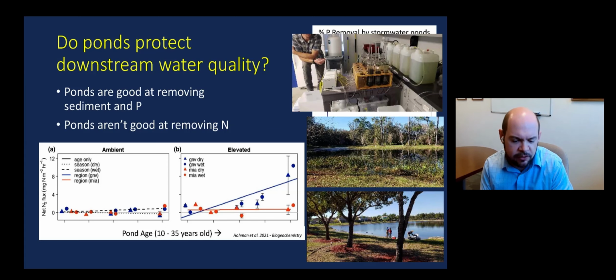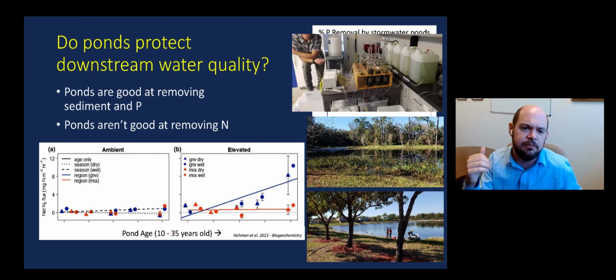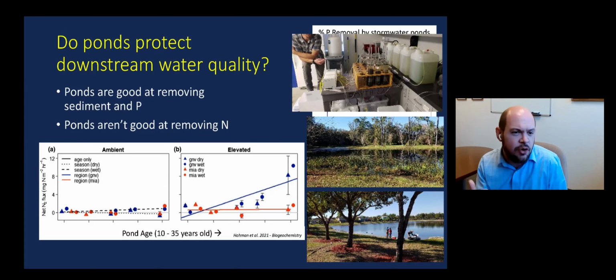In state regulatory language, there's actual state mandates on record in Tallahassee that say that stormwater ponds, if they're built to a certain engineering threshold, they're expected to remove 80% of nitrogen, phosphorus, and sediments that enter into the system. So an 80% removal efficiency of inflow minus outflow relative to inflow, sorry. And so we know from previous work that these ponds are really good at removing sediment and phosphorus.